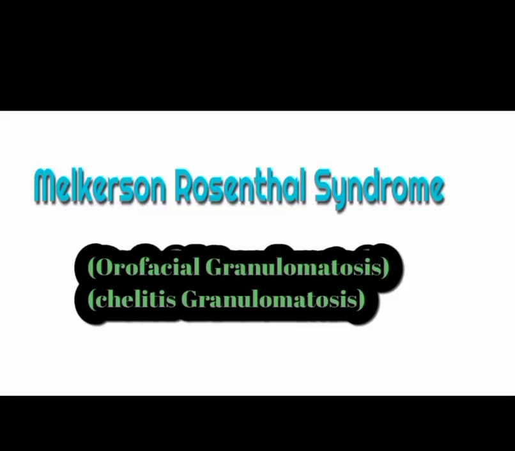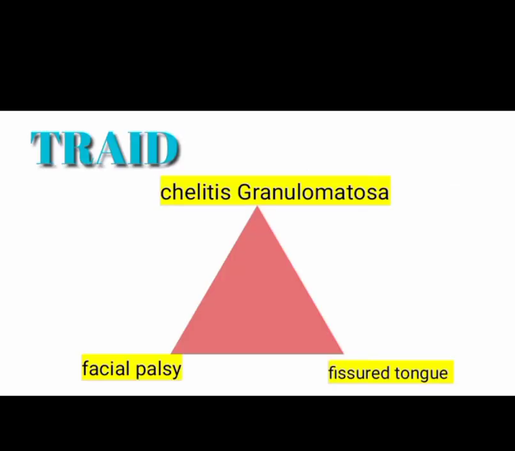So in this video we will learn about Melkersson-Rosenthal syndrome. It is also known as orofacial granulomatosis and cheilitis granulomatosis. So it is a triad of cheilitis granulomatosa, facial palsy and fissured tongue.